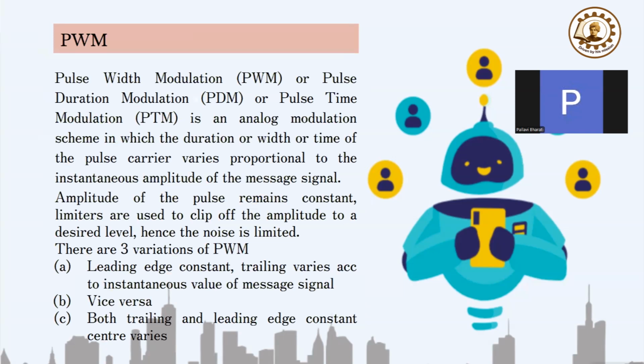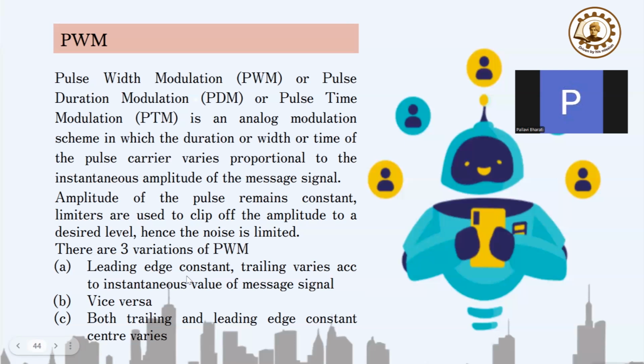Okay, now we are moving to PWM, that is pulse width modulation, or pulse duration modulation, or pulse time modulation. So in this case, what is going to happen is the amplitude of the carrier signal is not varied, whereas its width is going to vary. So the width of the carrier signal will change according to the instantaneous value of the message signal. You can vary the width in three types.